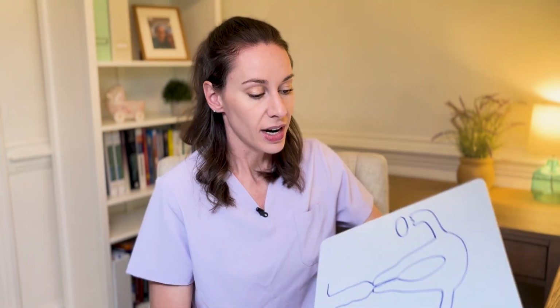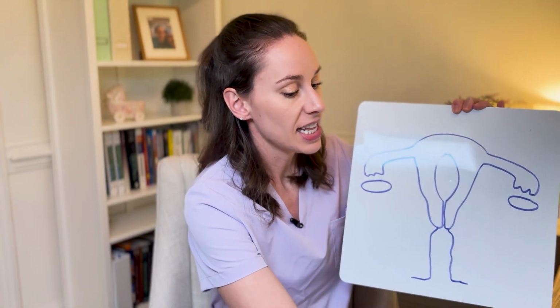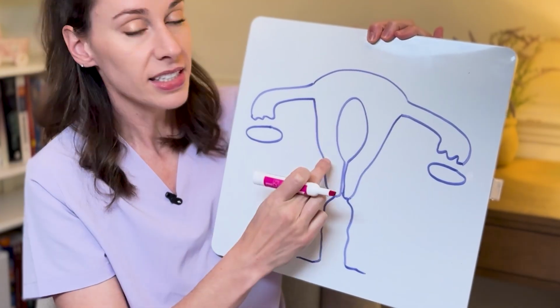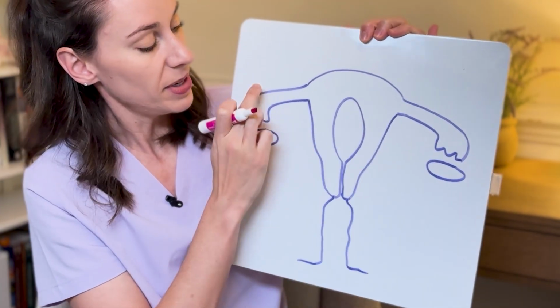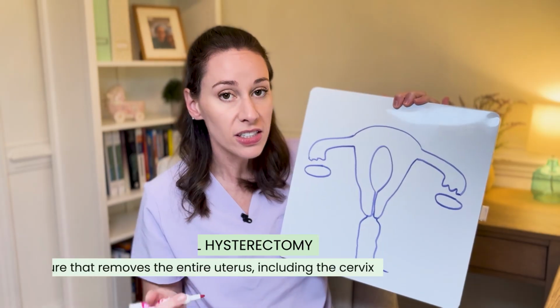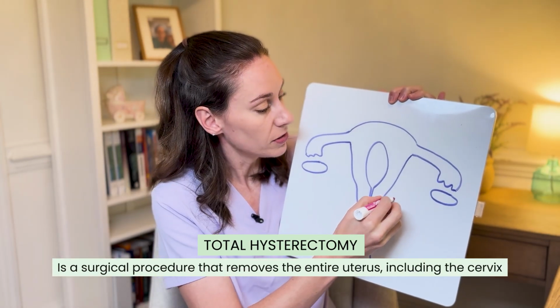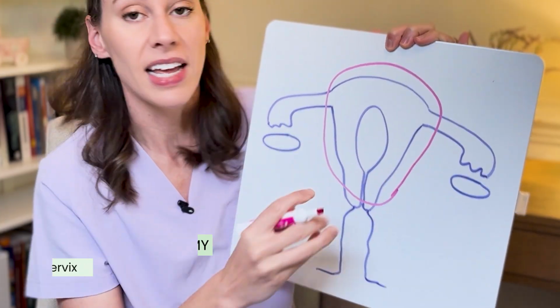So to start us off, let's talk about what is a hysterectomy. A hysterectomy refers to the removal of the uterus, and in part with that, the cervix. That is all that a hysterectomy refers to. So if we look at our diagram here, where I have a hand-drawn example of a uterus, this is the uterus, this is the cervix, these are fallopian tubes, and these are ovaries. So a hysterectomy refers to removal of the uterus and the cervix.